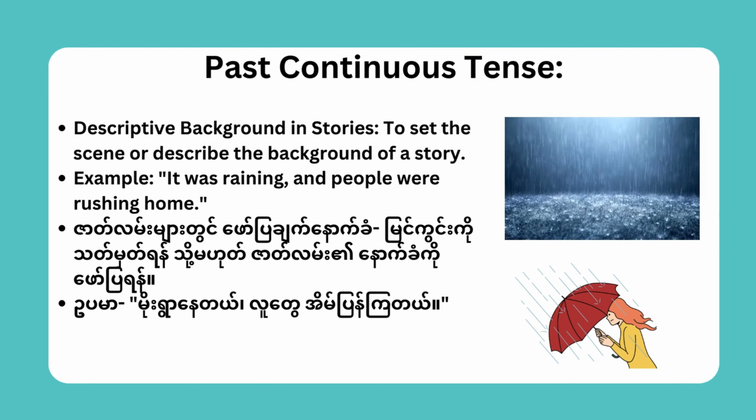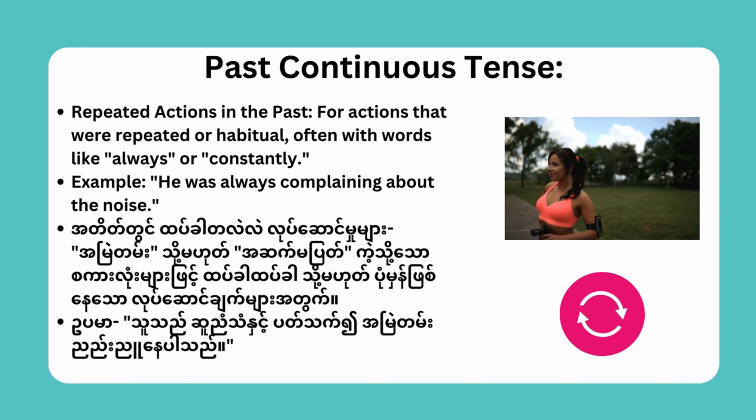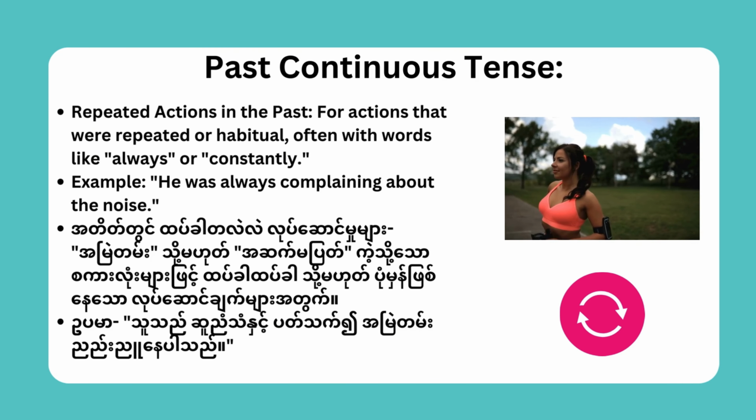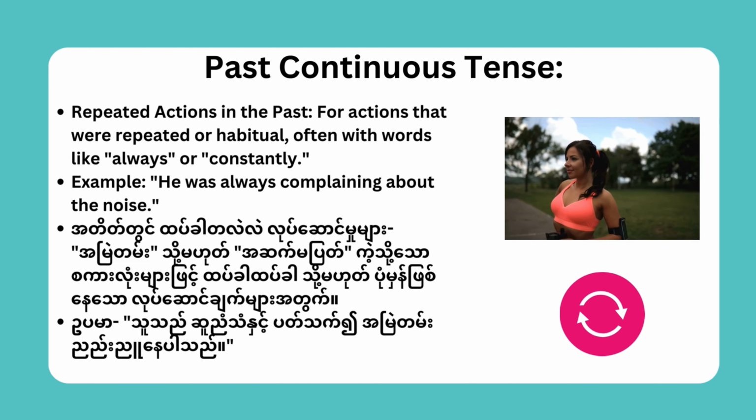Descriptive background in stories: to set the scene or describe the background of a story. Example: it was raining and people were rushing home. Repeated actions in the past: for actions that were repeated or habitual, often with words like always or constantly. Example: he was always complaining about the noise.